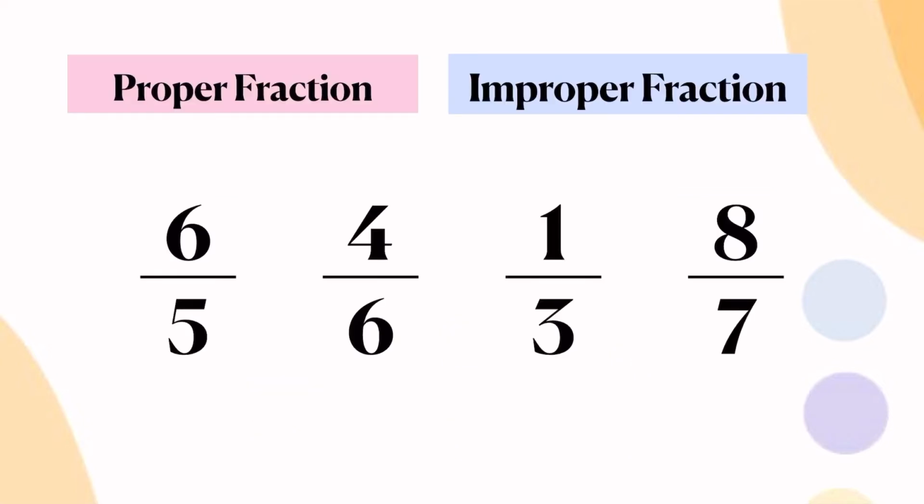Okay, so let's try again. Can you tell me, is 6 over 5 a proper fraction or an improper fraction? Okay, so 6 over 5 is an improper fraction. And 4 over 6 is a proper fraction. 1 over 3 is a proper fraction. And the last one, 8 over 7, is an improper fraction.